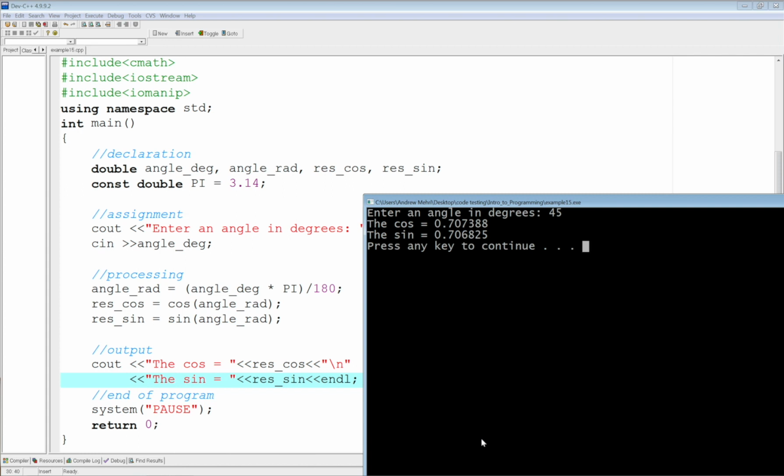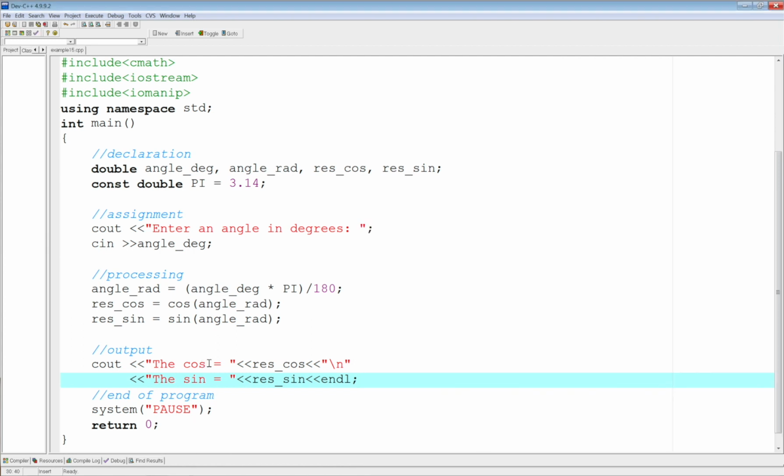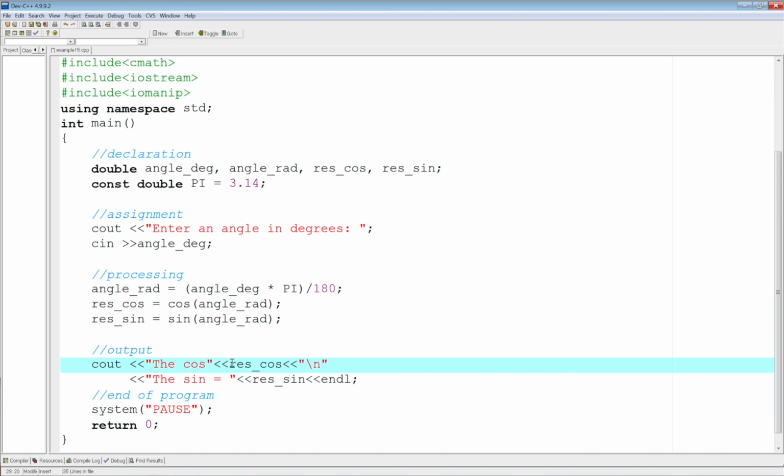Now, let me write the output a little better so it's not as confusing. Let's do this. Cosine of, and then enter the angle in degrees. Something like this. In deg, and then equals something like this. This will show the cosine of the angle in degrees equal to this result.